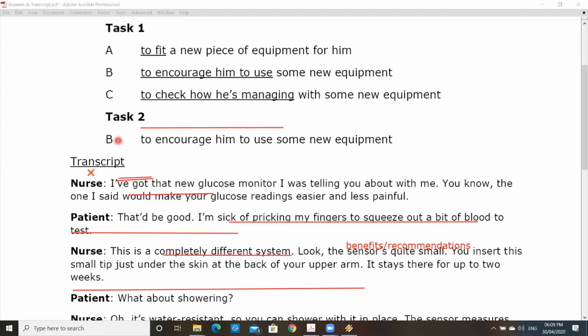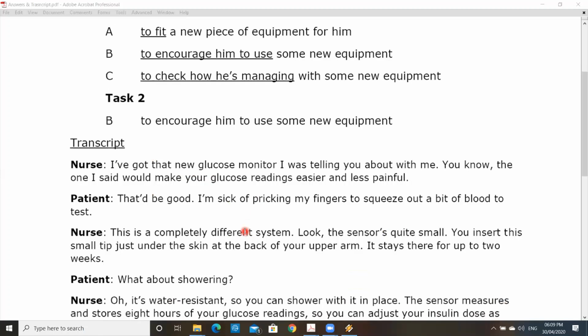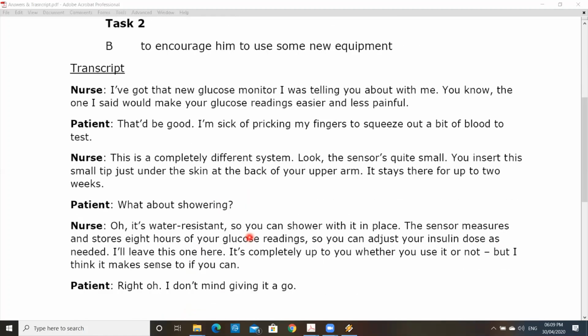Because of the type of language that the nurse chose here. If she was here only to fit it, she might not have highlighted the benefits, and she might not have also given out her opinion that it is completely up to you, but I think you should use it, isn't it? The recommendation that you can see. So fitting usually happens once the patient has decided, has agreed to use it. Here, the patient was going to try it for the first time. So that is another reason why fit is not the correct answer.